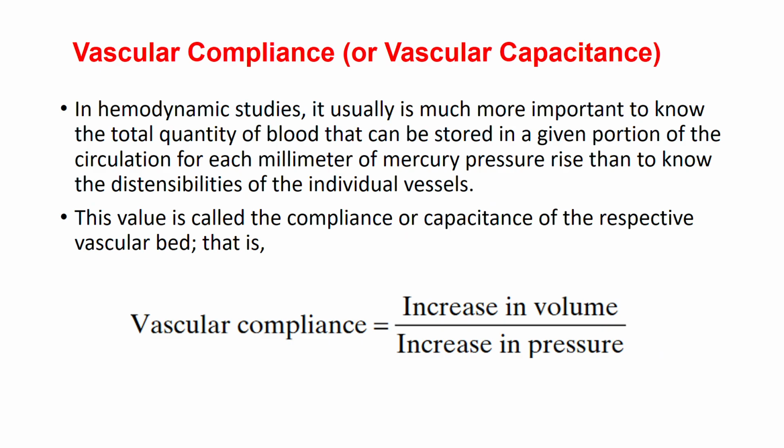Vascular compliance, or vascular capacitance. In hemodynamic studies, it usually is much more important to know the total quantity of blood that can be stored in a given portion of the circulation for each millimeter of mercury pressure rise than to know the distensibilities of the individual vessels. This value is called the compliance or capacitance of the respective vascular bed. That is, vascular compliance equals increase in volume per increase in pressure.